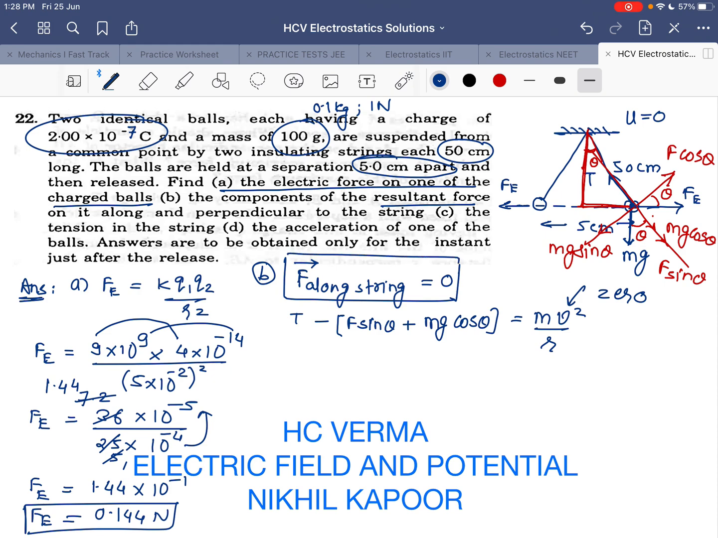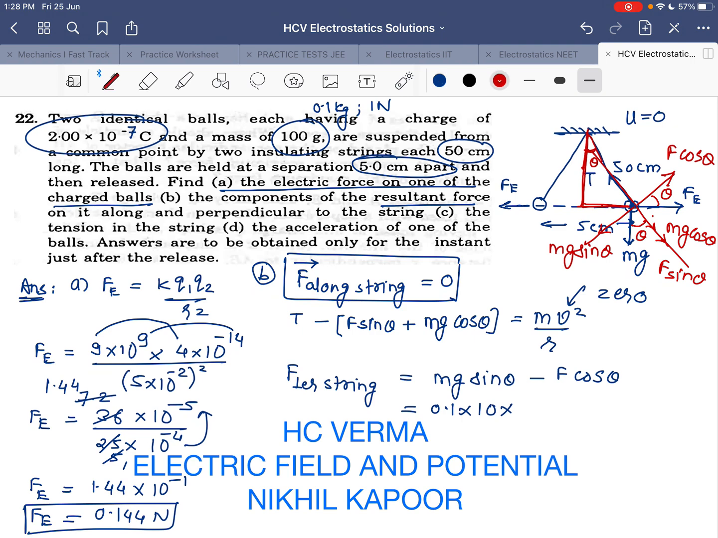Then perpendicular to the string, the net force perpendicular to the string would be equal to mg sin theta minus F cos theta. We don't know which one is greater, so I will take this in mod, or I will get the direction. Here m is 0.1 kilogram, g is 10, and sine theta.